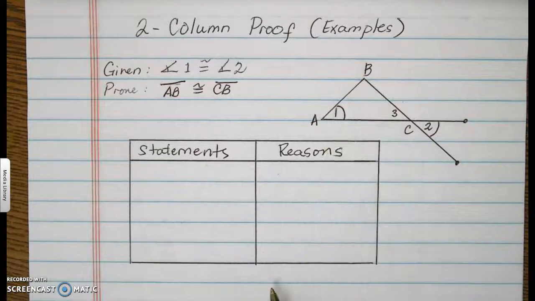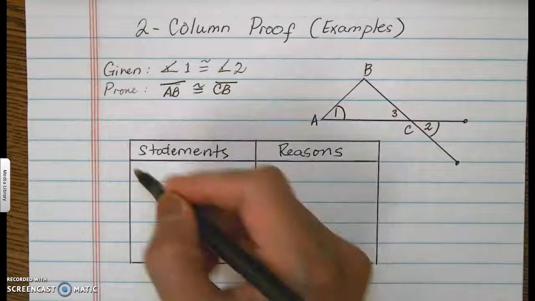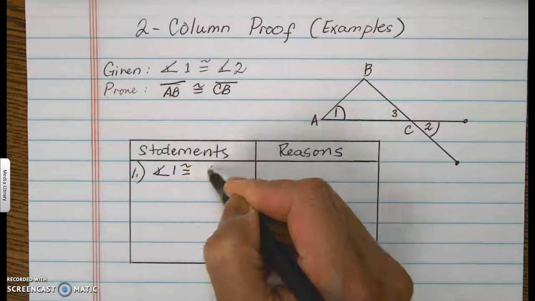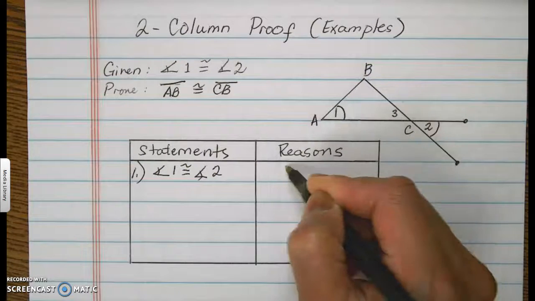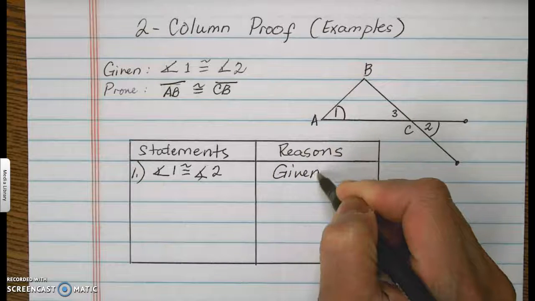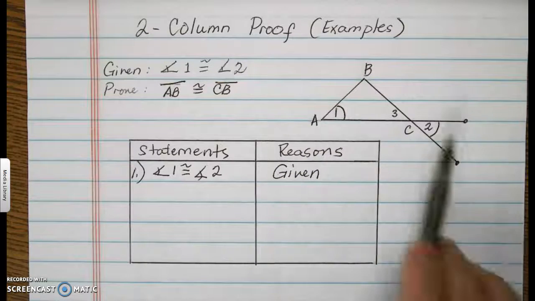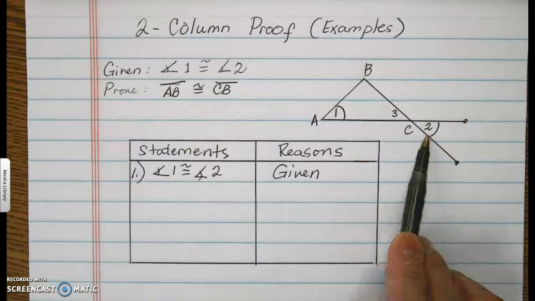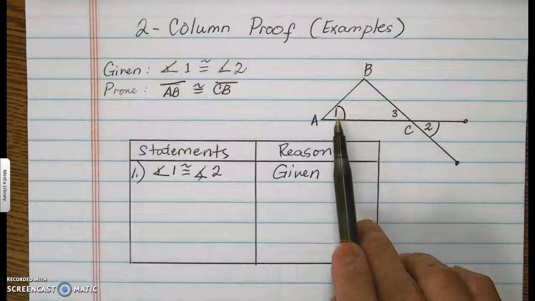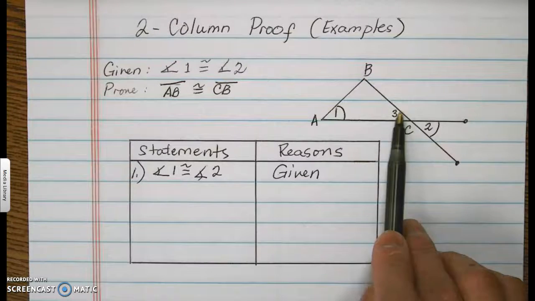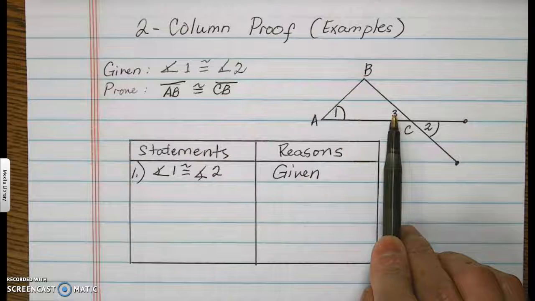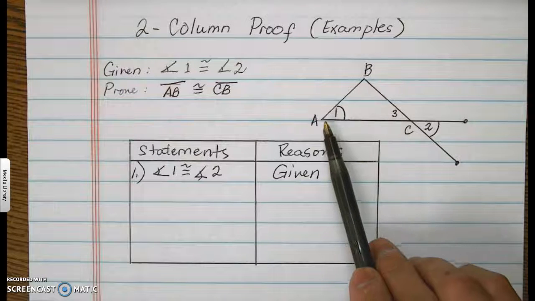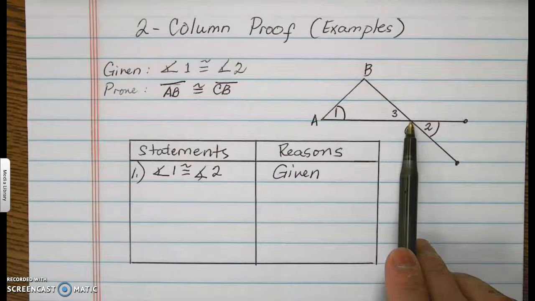So what we're going to do is start with the given, because that's what you're going to work with. So angle 1 is congruent to angle 2 by the reason that it's given. And then I could tell that we're going to use this for proof, and the reason is because if I'm able to establish that angle 1 and angle 3 are congruent, then I can use the converse of the base angle theorem to prove that side AB is congruent to side CB.